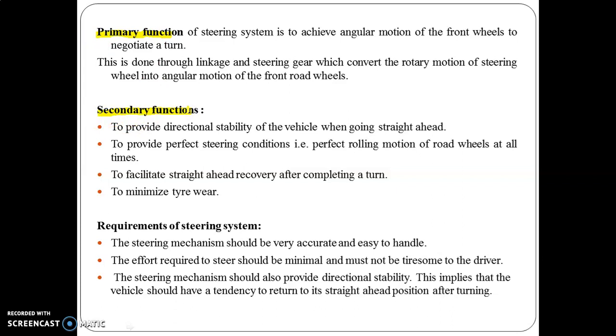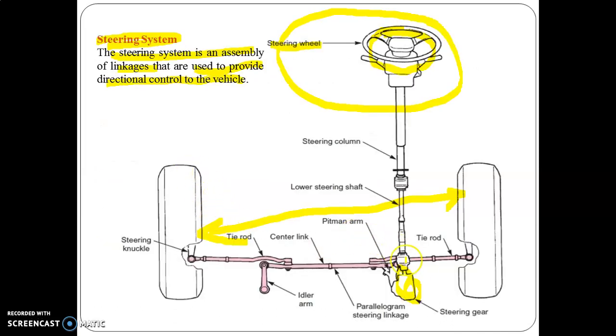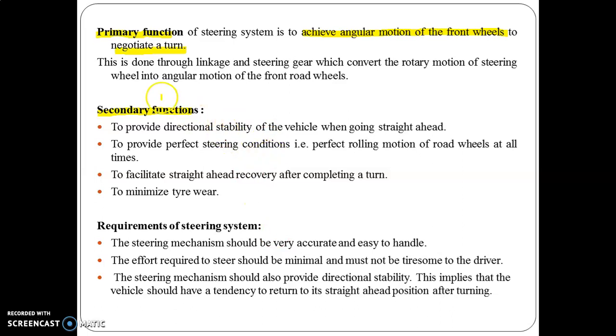So in the primary function, the primary function of the steering system is to achieve angular motion of the front wheels to negotiate a turn. As it is mentioned in this diagram, this rotary motion of the steering wheel is here helpful to negotiate a turn. That is the primary function of the steering system. Then this is done through the linkages and the steering gear, which convert the rotary motion of the steering wheel into the angular motion of the front road wheels.